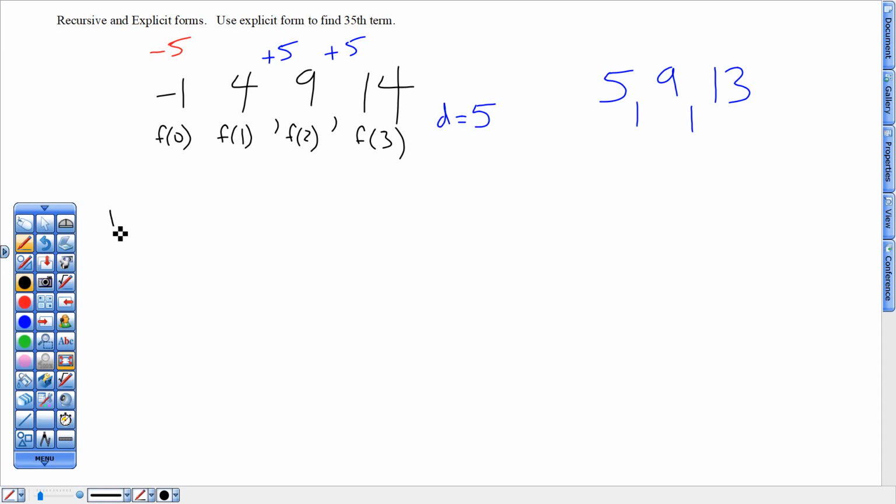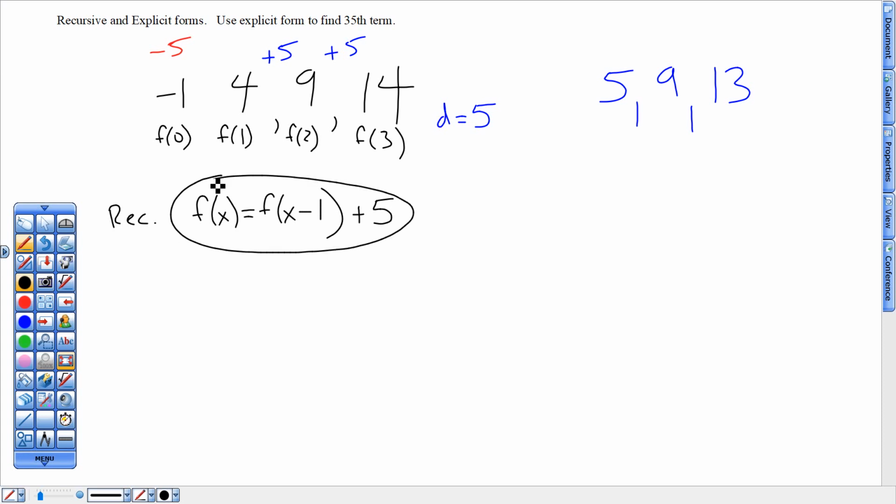For recursive, I'll just abbreviate that. F of x equals f of x minus 1 plus 5. That would be the recursive form for this set. If I wanted the explicit form, I'm going to use the 0 term and that d number slope. So that number I'm adding, that number always goes in front of x. And then that y-intercept number right here, the 0 term, that number always follows.